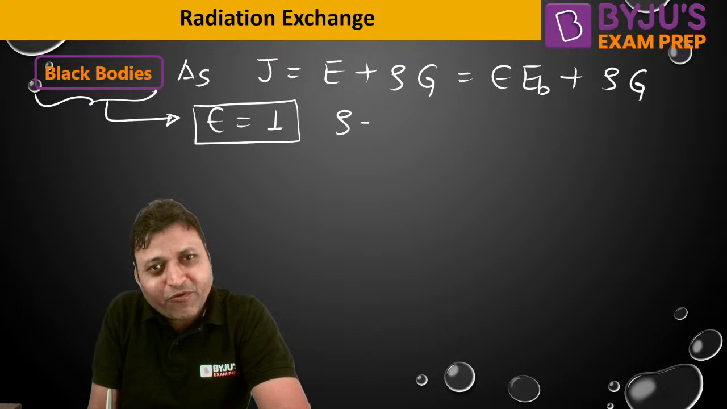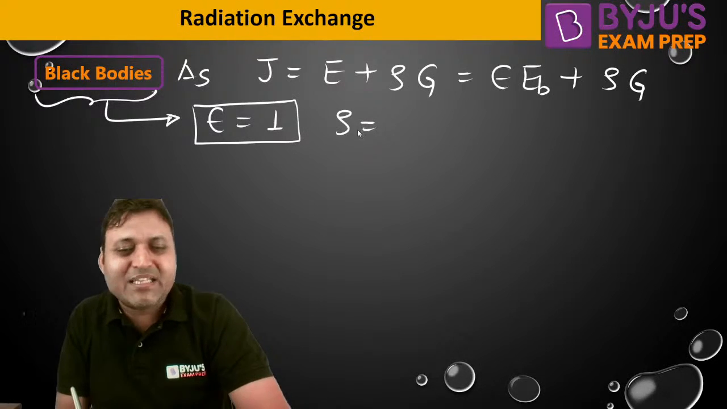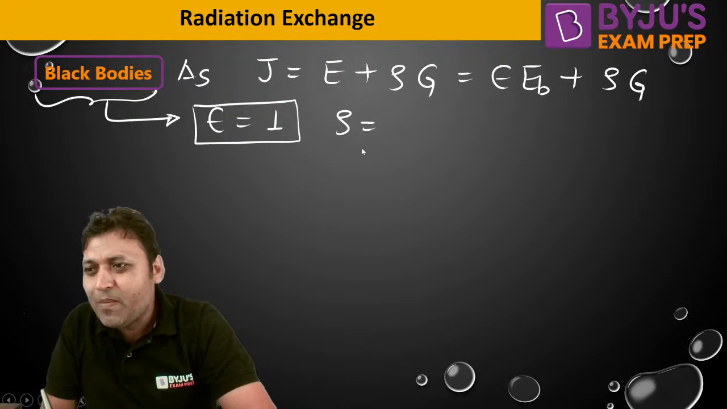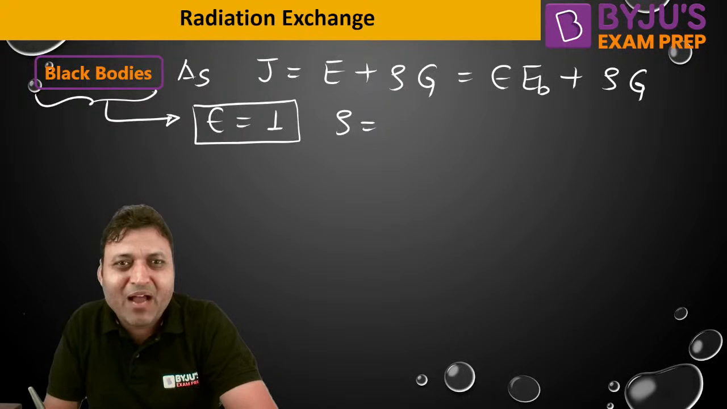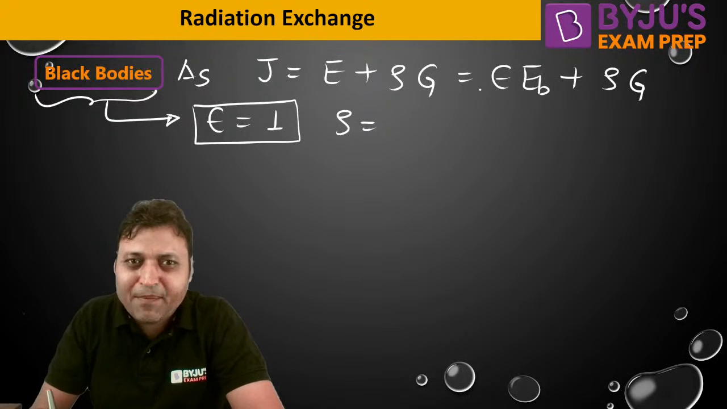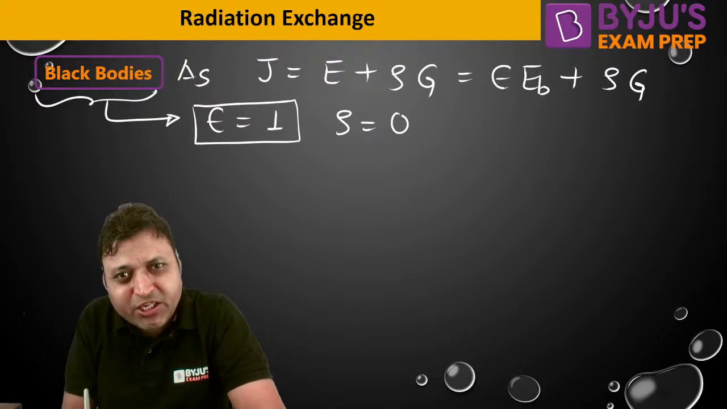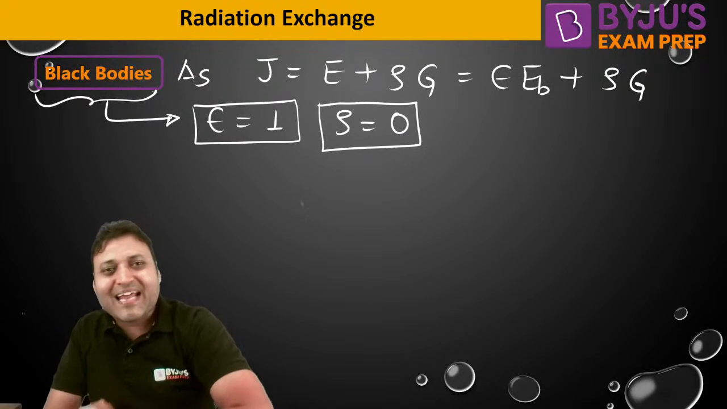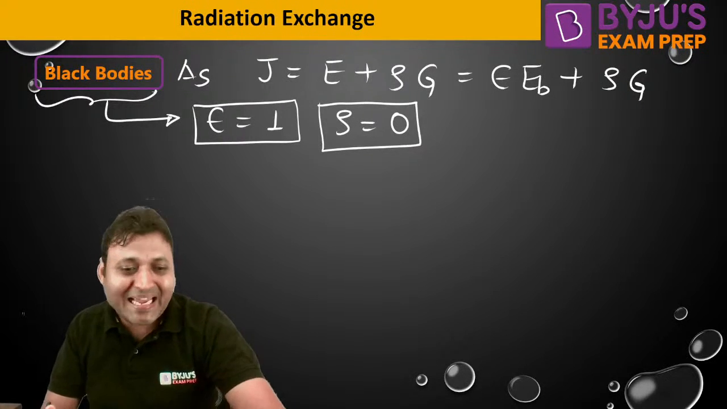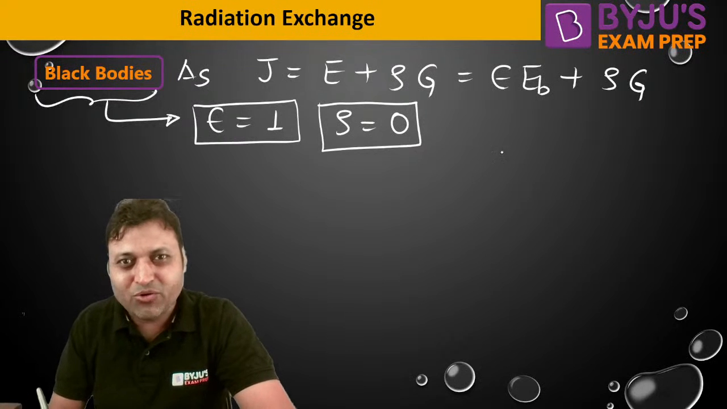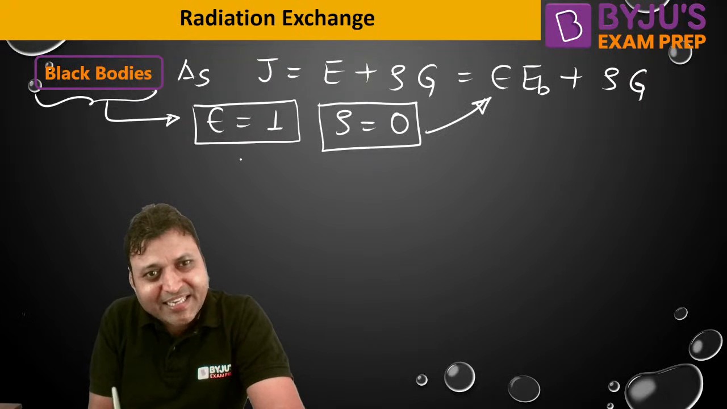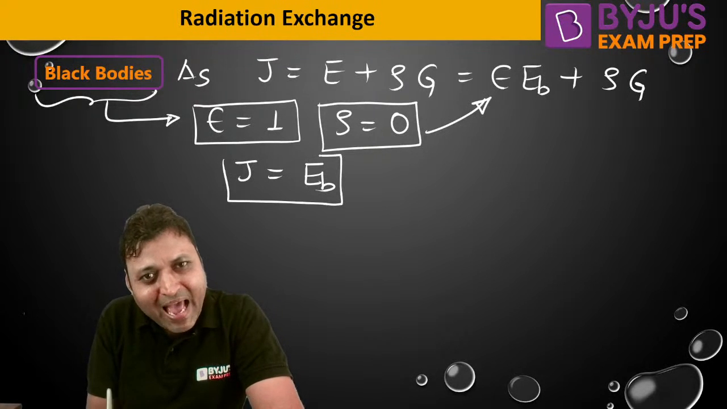And what is the value of rho? For a black body, what is the value of reflectivity of the surface? Epsilon is equal to 1 and rho is equal to 0, because black bodies do not reflect anything, that is why they appear black in color. Reflectivity will be 0. If we put this value in this expression, then we can say J is equal to EB.